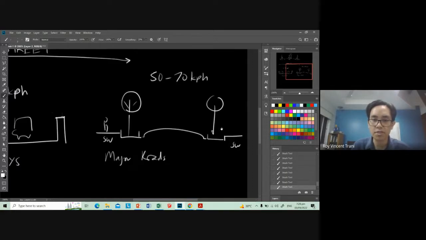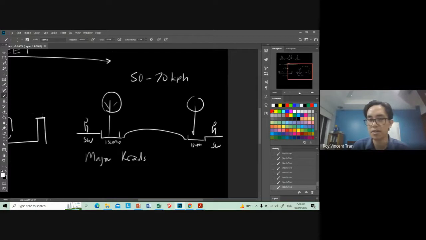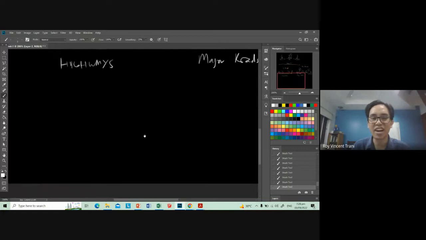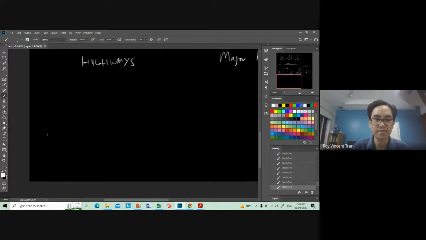So the purpose of the island here, or your street trees, is very obvious: to protect the people from this high-speed traffic on the road. These are my cars. And then you have your minor roads, which is just the sidewalk.